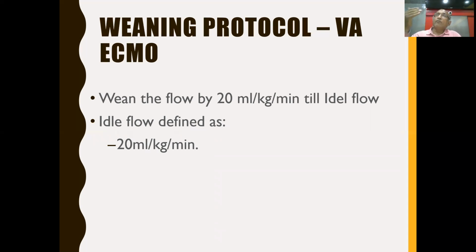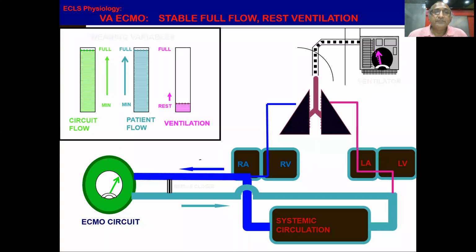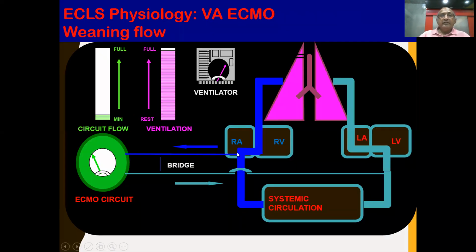So you have to gradually come down from the flow, whatever is around 4 liters or 3 liters, by decreasing the flow every 3 hours to 1 liter per minute. So in full VA ECMO, most of the blood is going to the ECMO circuit, while very little blood is going to the patient. And then when you wean the patient, the minimum blood is going to the ECMO circuit, while the maximum blood is going to the patient circulation.